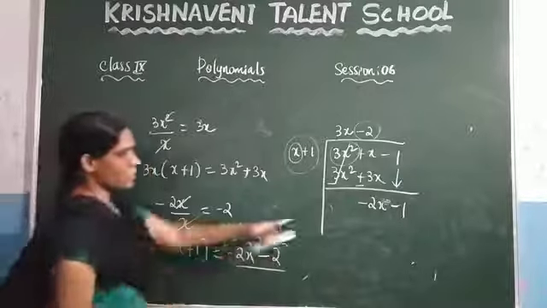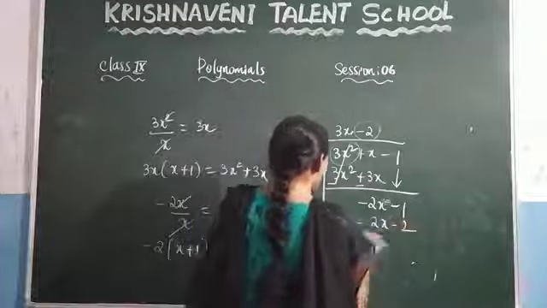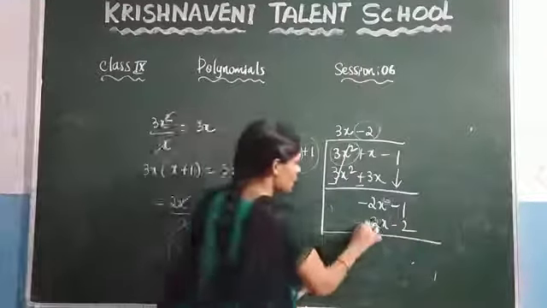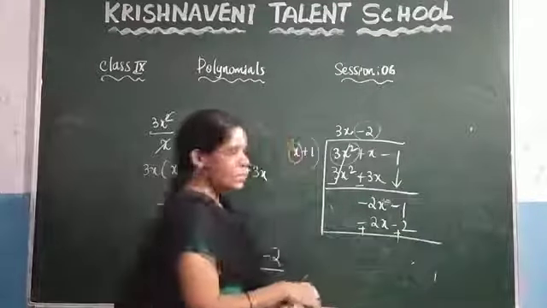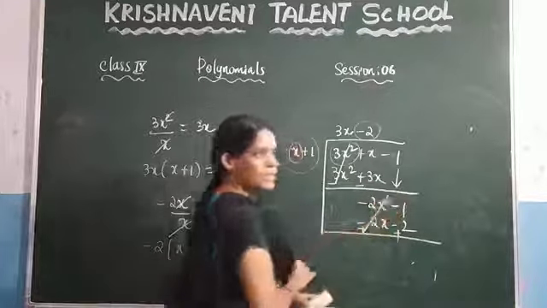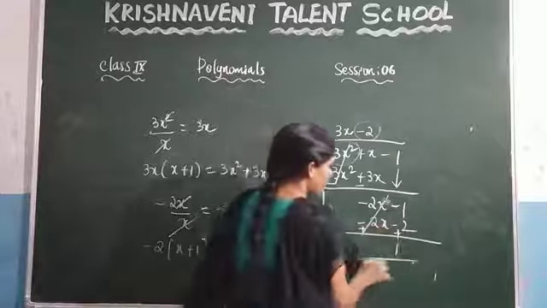Now write this one here. So write it, minus 2x minus 2. What is our next step? You need to change the symbols. Since minus is there, we keep it here plus. Minus is there, keep it here plus. So here minus 2x and plus 2x will get cancelled, and you will get here plus 2 minus 1, which is minus 1.